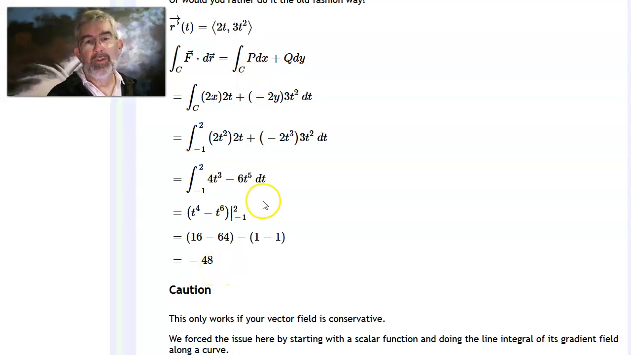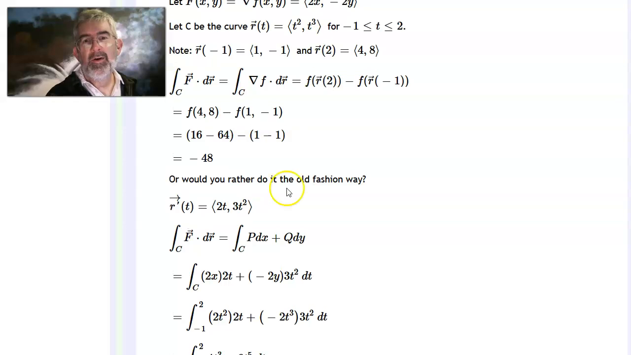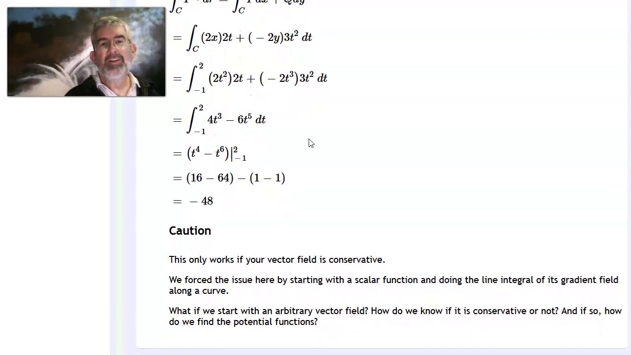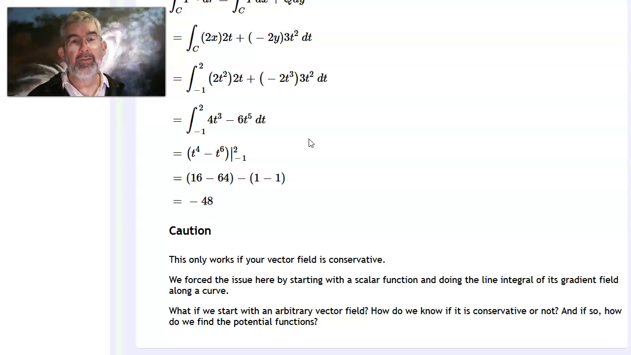So what would you rather do, this or that? I would rather do the first thing we did. Now, here's my caution: this only works if the vector field that you're trying to do a line integral of is conservative. And more so, you've got to find the potential function. I started this example with a potential function, took its gradient, and then did the line integral to see that I can do this two different ways and get the same result. But in general, you don't know the potential function. You have to find it.